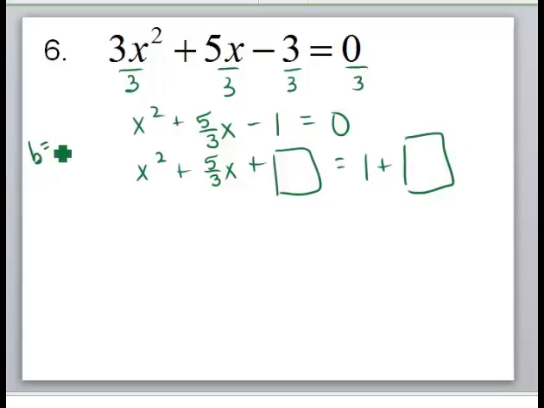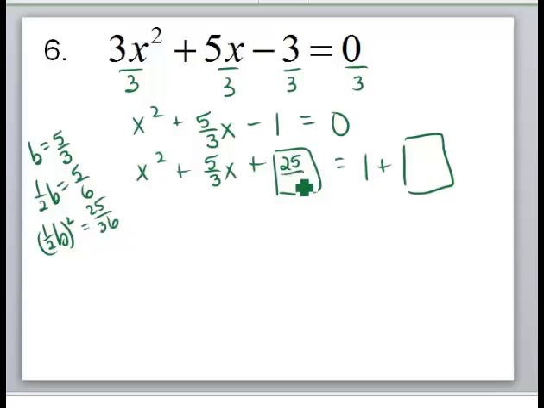The b term happens to be a fraction, 5/3. If you take half of that, 1/2 times 5/3 is 5/6, and then square it. Square each of those, you get 25 over 36. So I'll put 25 over 36 into each side.